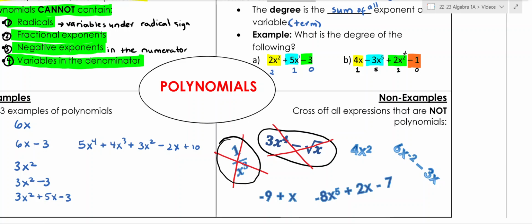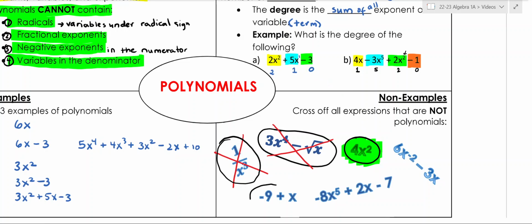All right, let's look at the next one. 4x squared. That looks pretty good. There's no radicals. There's no fractional exponents. 2 is pretty whole. Negative exponents, variables. Oh, we're pretty good. Green light. This one is an example of a polynomial.